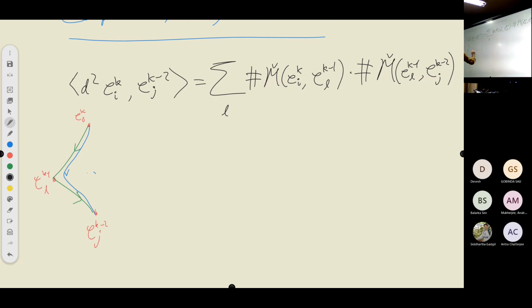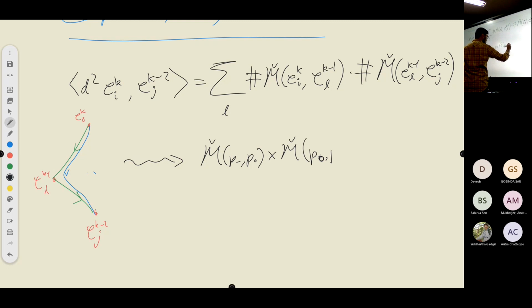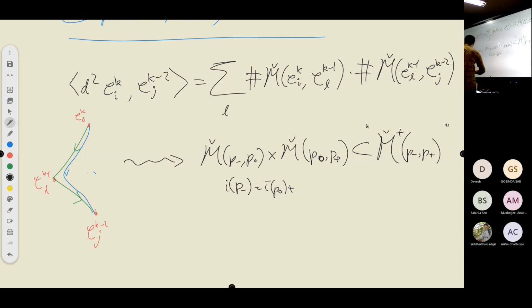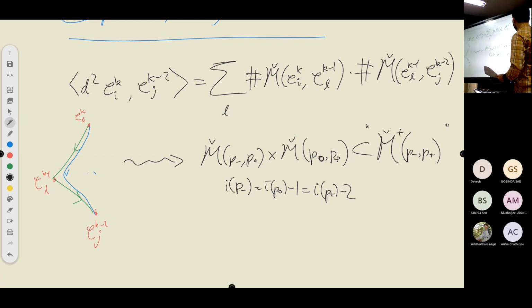So what this suggests is that, where the index of p minus is the index of p zero plus 1, is it minus 1? I think it's minus 1. So what this suggests is that this product of these moduli spaces in this context at least should lie inside some sort of compactification of the moduli space from P minus to P plus.